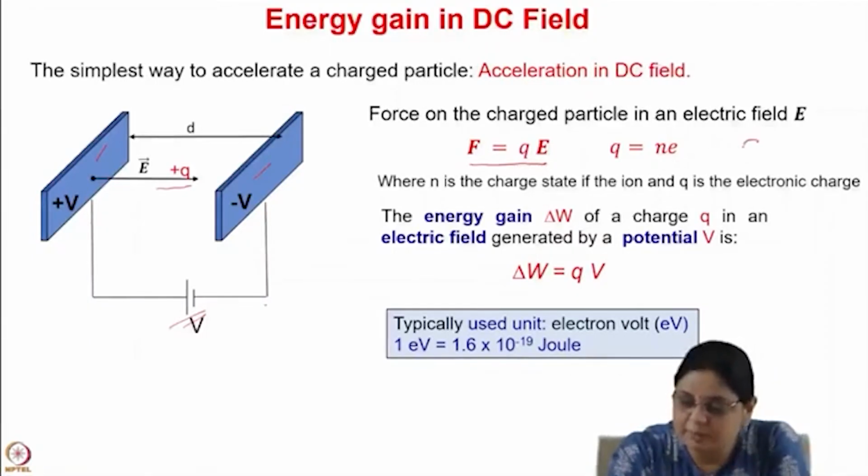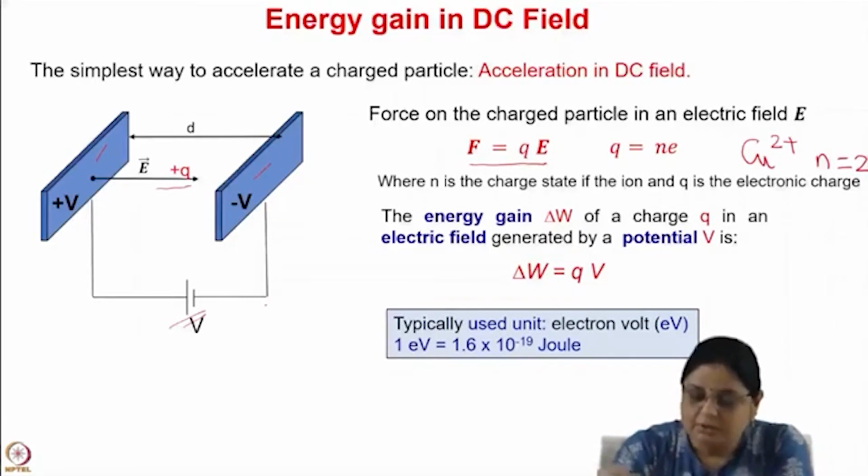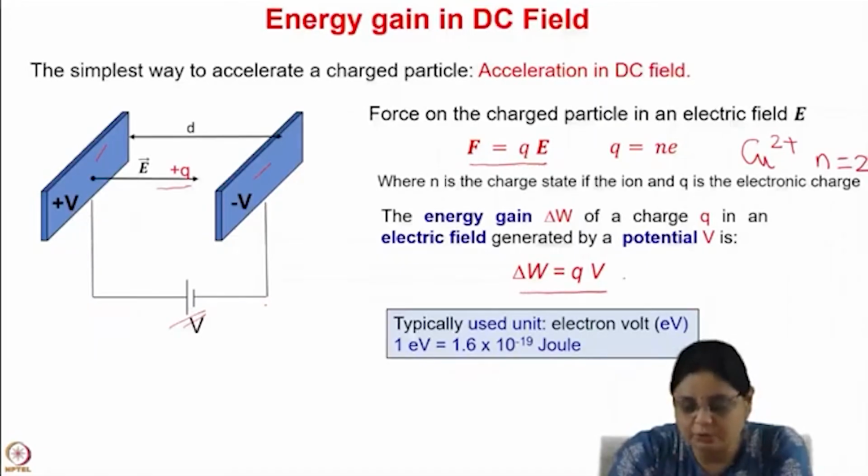Let's say, for example, you have copper 2 positive. So here N is equal to 2, because your force as well as the energy gain will depend upon the charge state. And E is simply the electronic charge, which is 1.6 into 10 to the power of minus 19 coulombs. So the energy gain of a charged particle in the electric field generated by potential V is simply delta W equal to Q into V. V is the potential difference.